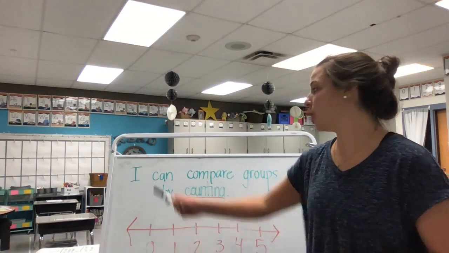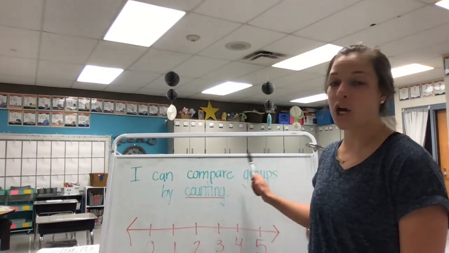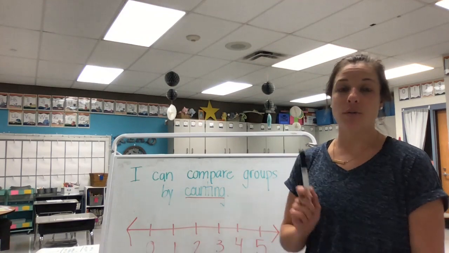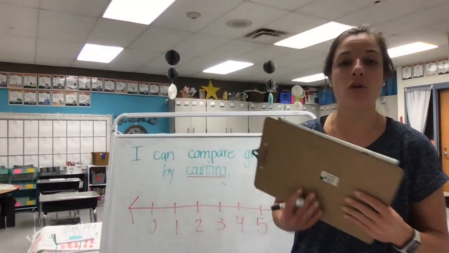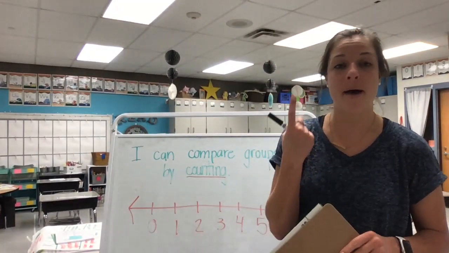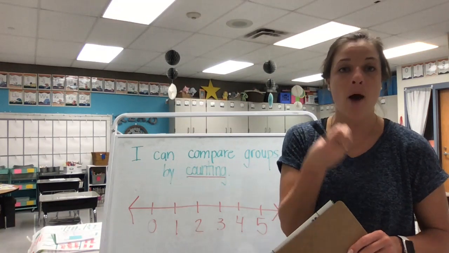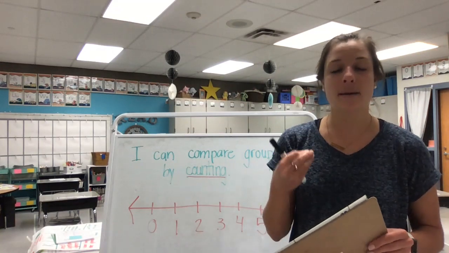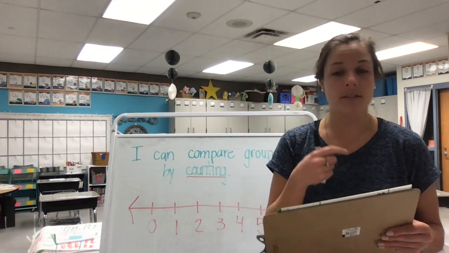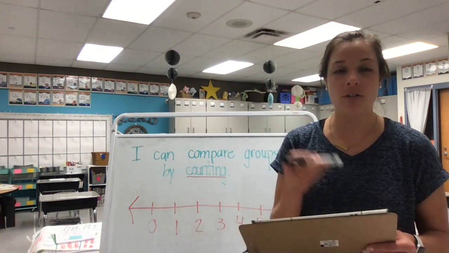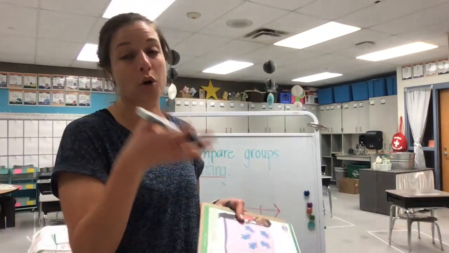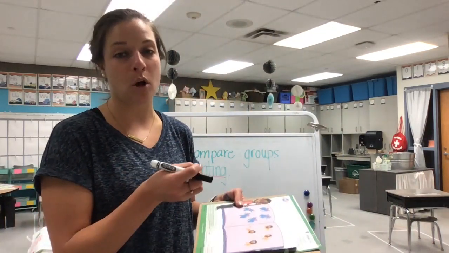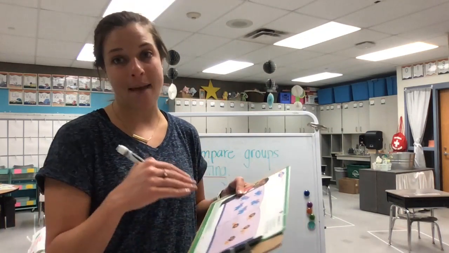Today for math, our learning target says, I can compare groups by counting. Today is when we're going to start really looking at the numbers on our number line and using what we know, our schema about numbers and what they mean and how many that is, to help us compare groups. We're going to be counting pictures and objects and comparing them. I'm going to show you how to show which one is bigger or greater, which one is less or smaller, and which one is the same or equal.